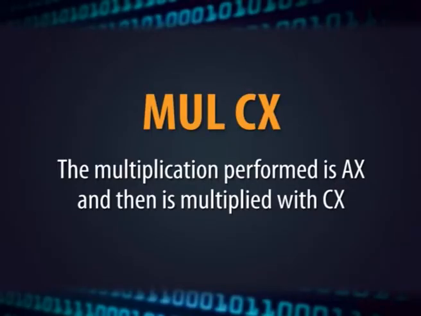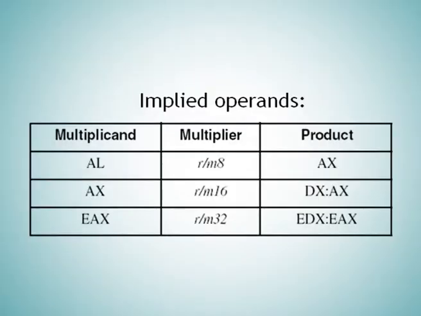On the other hand, if the operand specified with MUL is a 16-bit register, say CX, the multiplication performed is AX multiplied with CX, and since the operands are two 16-bit numbers, the result of the multiplication can be at most 32 bits. Therefore, the result is stored in the 32-bit register pair DX, AX.